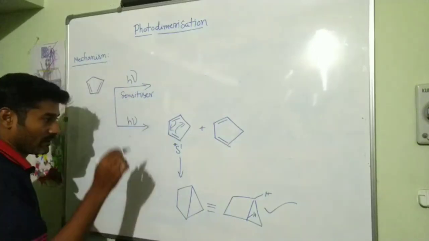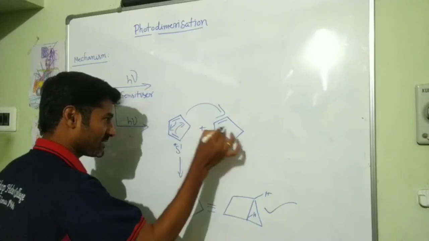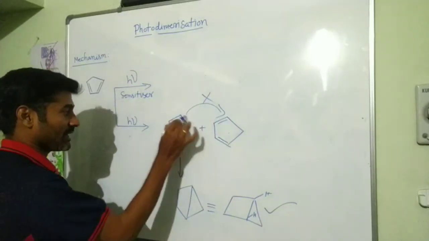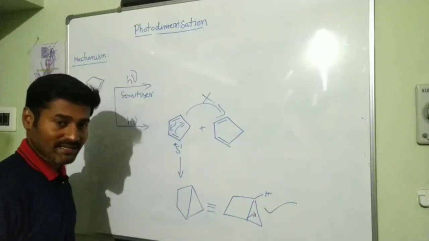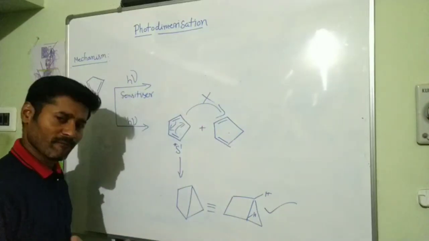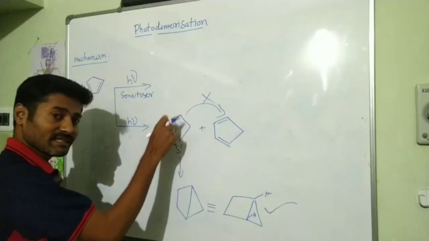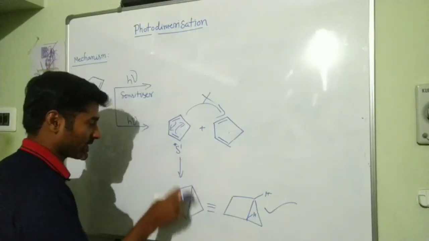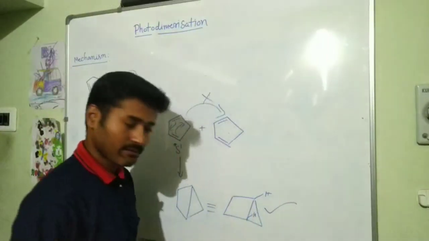Now this reaction is not possible. Interaction of the singlet state with the ground state alkene is not possible, because the lifetime of this singlet state is very less, so existence also very less. So probability of collision with this ground state molecule will be very, very less. Instead it can undergo intramolecular reaction and you'll get your product, electrocyclic reaction type of. So you'll get your product.